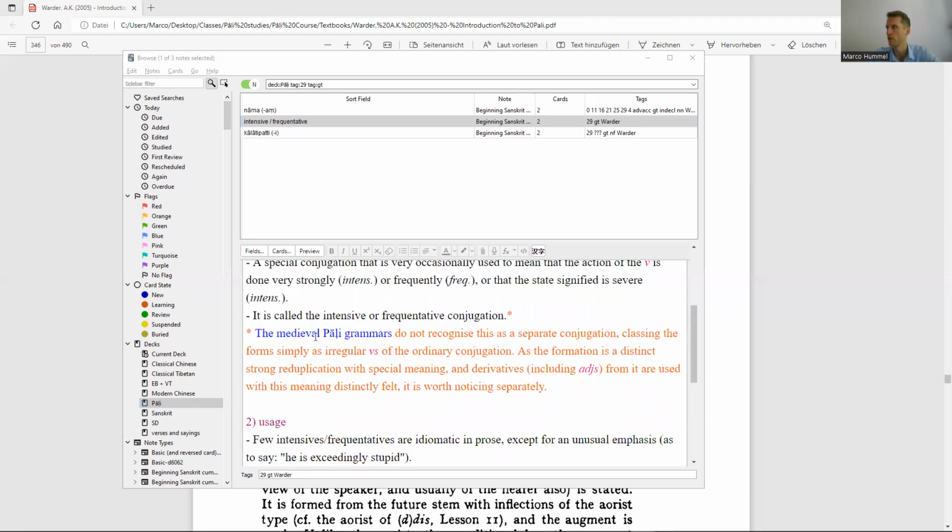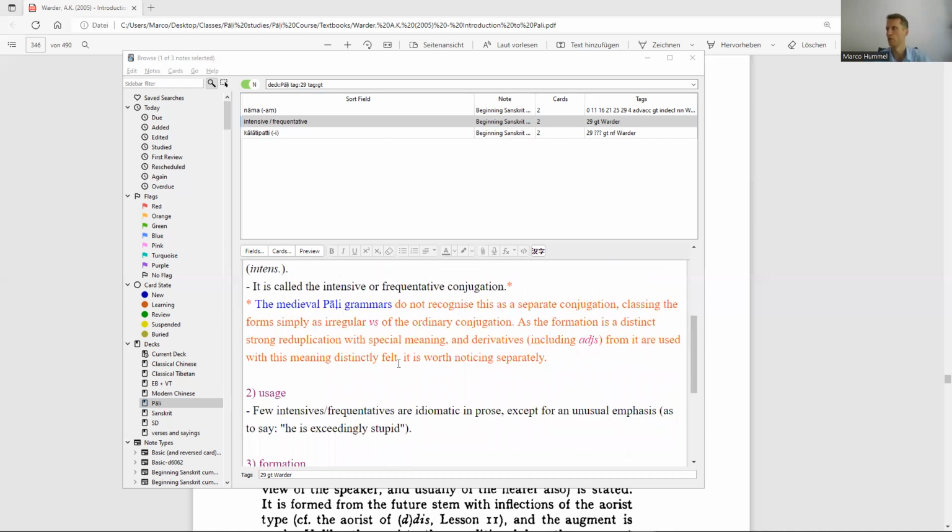Again, it is called the intensive or frequentative conjugation, and the medieval Pali grammars do not recognize this as a separate conjugation, classing the forms simply as irregular verbs of the ordinary conjugation, as the formation is a distinct, strong reduplication with special meaning, and derivatives, including adjectives from it, are used with this meaning, distinctly felt. It is worth noticing it separately.